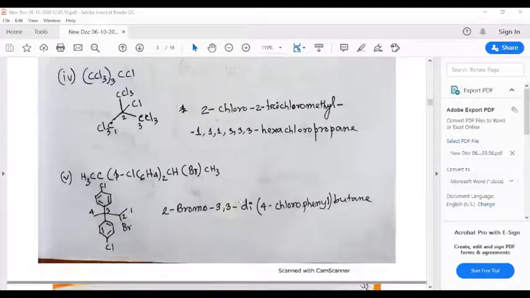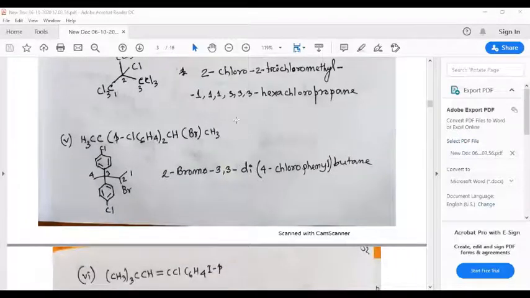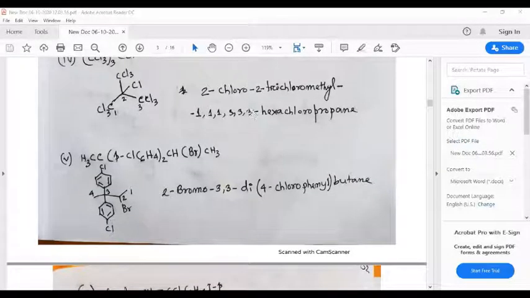Sorry, this one is again an alkyl halide. This is again an alkyl halide, and with respect to the second carbon, it is a 3-degree alkyl halide, and with respect to this group, it is a 1-degree alkyl halide.